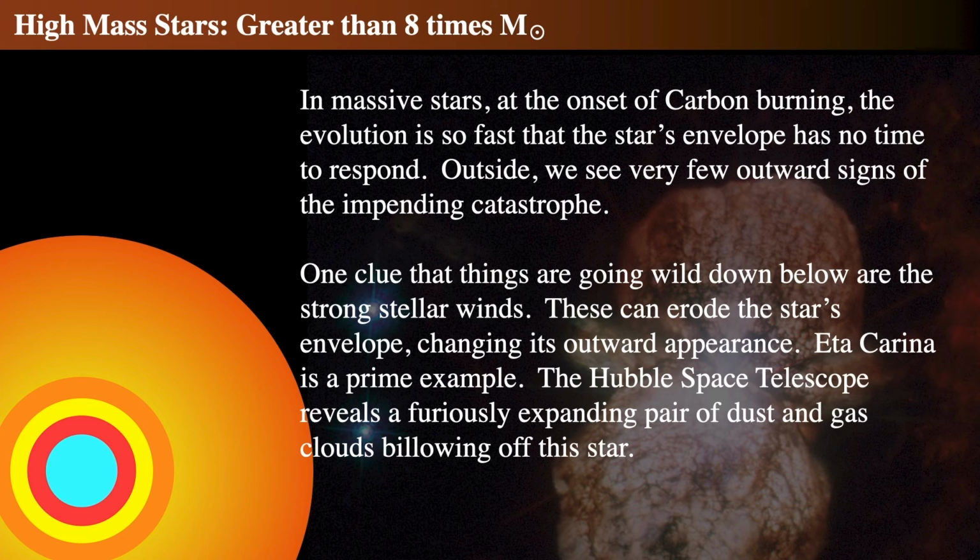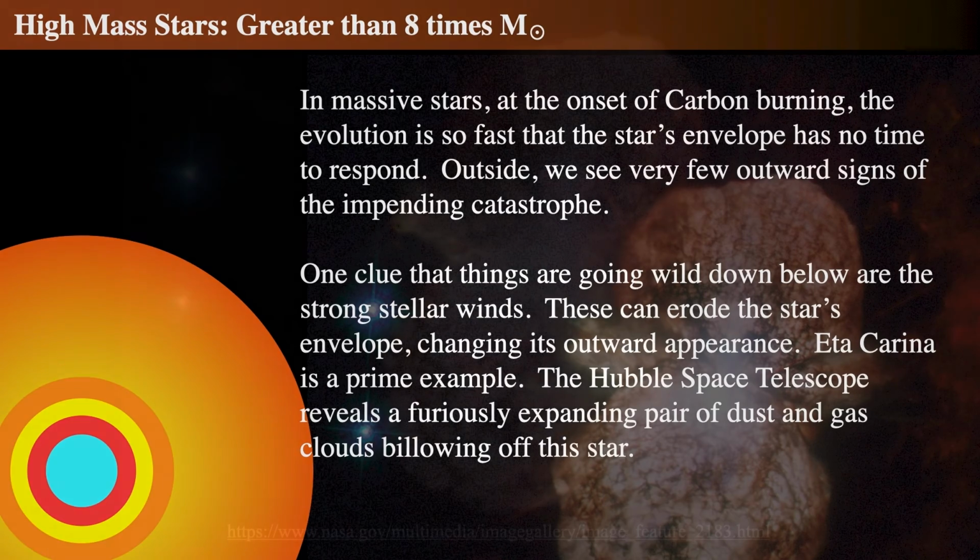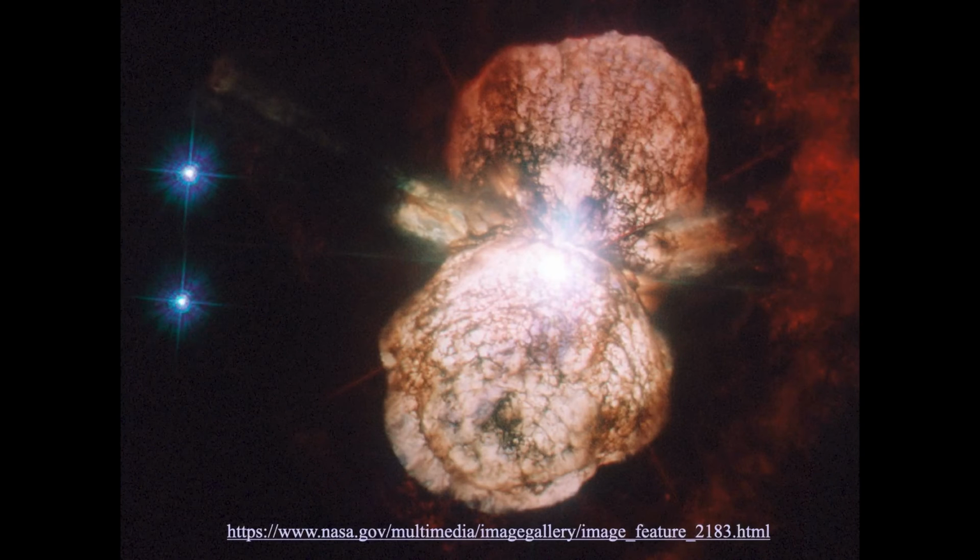However, there are incredibly strong stellar winds evident from these massive stars, and they can erode the outer envelope, pushing it outward, making enormous bubbles and a burbling appearance to the star. Eta Carinae is one of the great examples of such a massive star, much more massive than 8 times the mass of the sun. I believe Eta Carinae is about 20 to 40 solar masses. And we see from this Hubble Space Telescope image that this particular star is clearly undergoing some violent stuff.